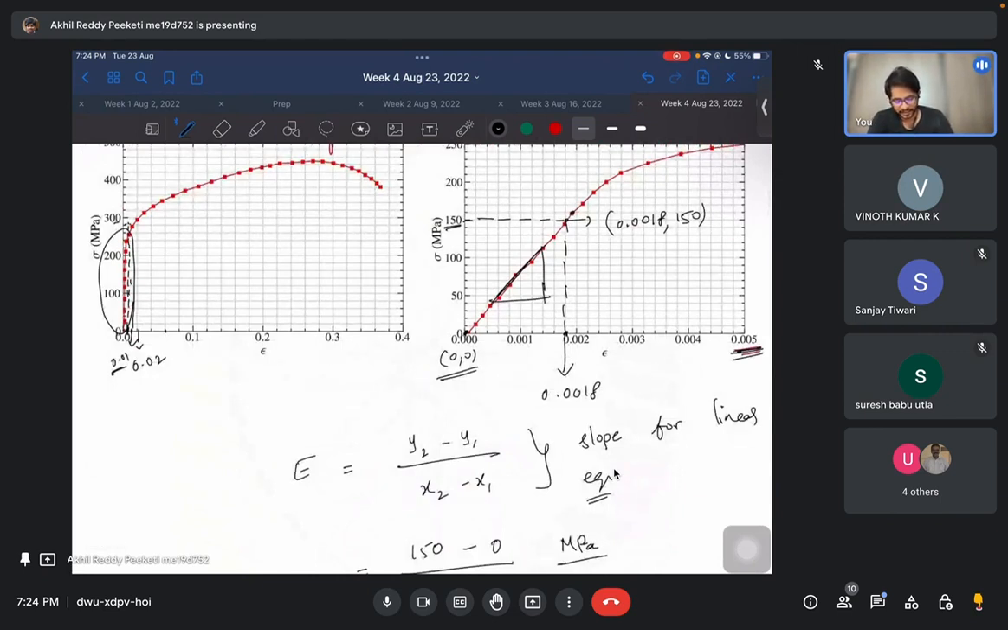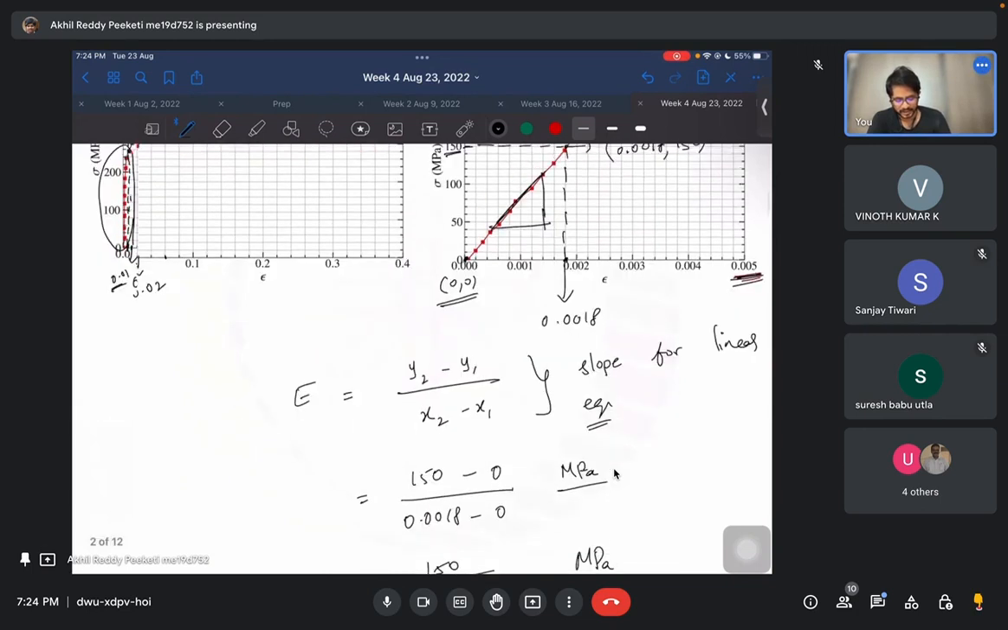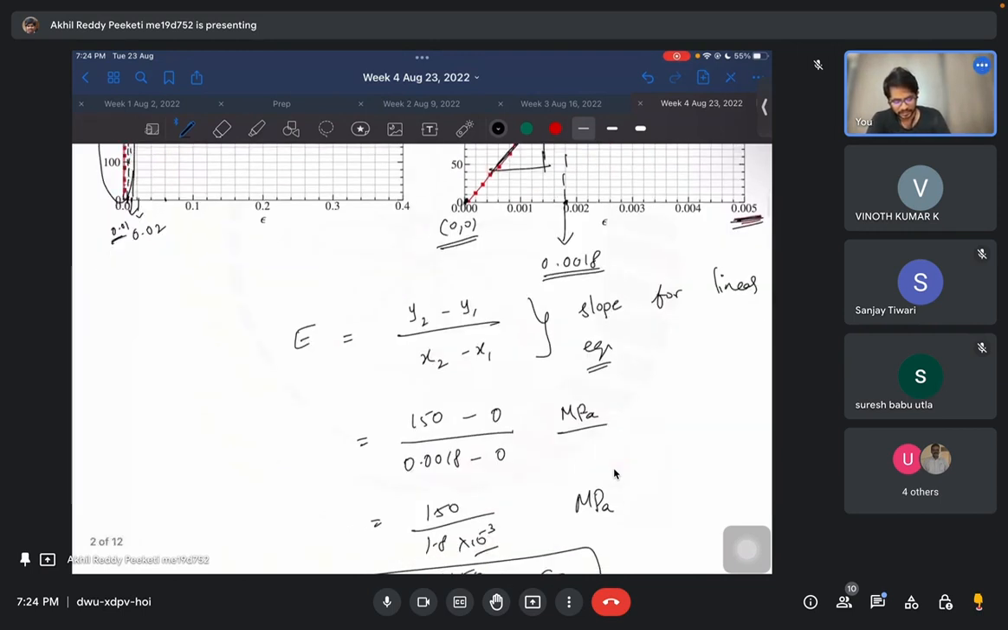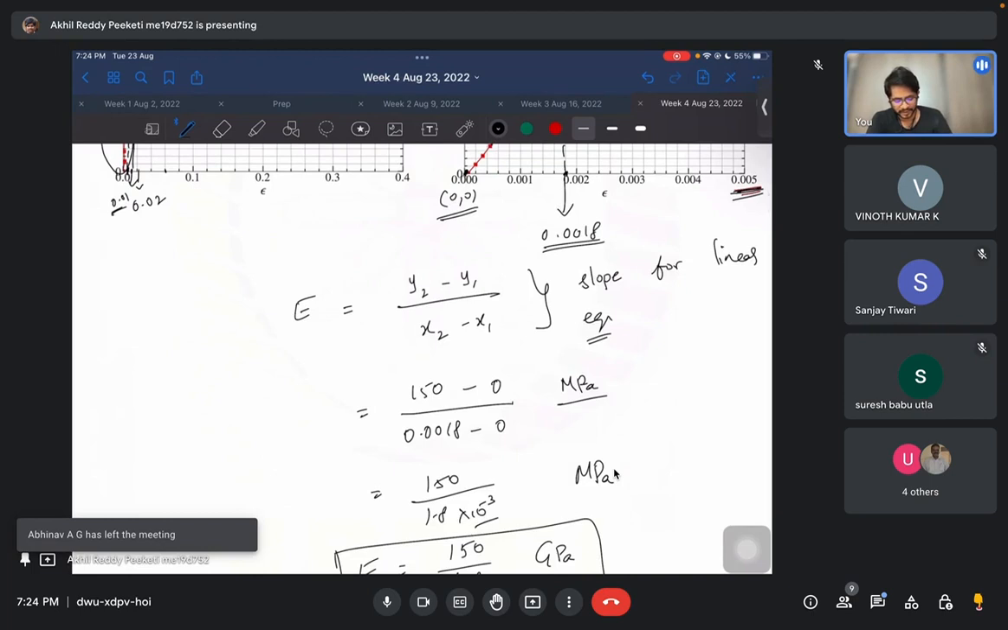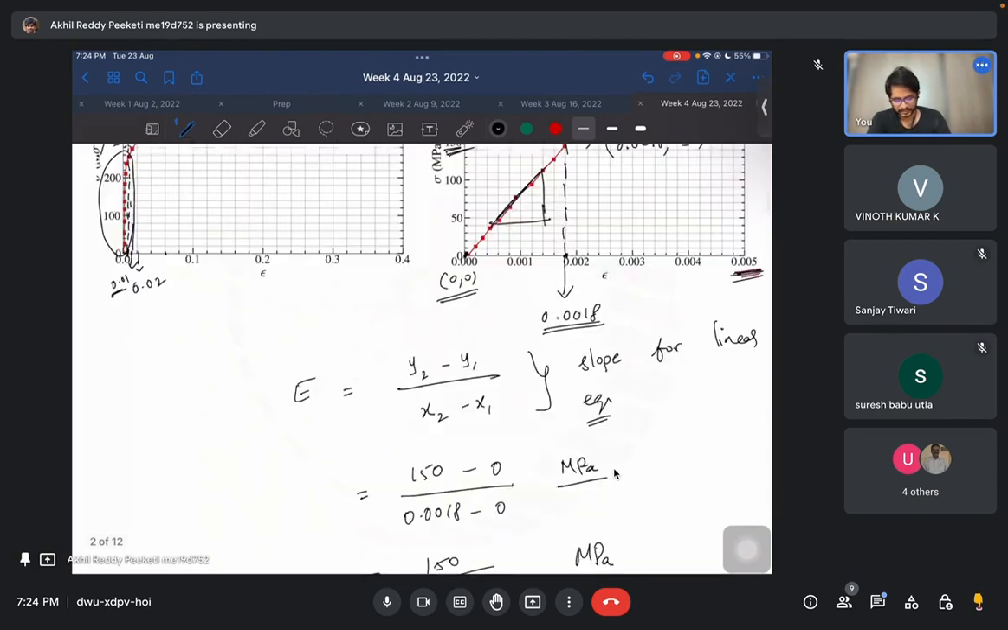Consider any two data points, and then the slope you can estimate from the ratio of the difference in y's to the difference in x's. So y2 minus y1 divided by x2 minus x1. Here, because the starting point is 0, 0, we are taking one of the points on the graph, 150 and 0.0018. So for these two points, we can estimate the slope as y2 is 150, y1 is 0, x2 is 0.0018 and x1 is 0. Then the ratio is your elastic modulus.